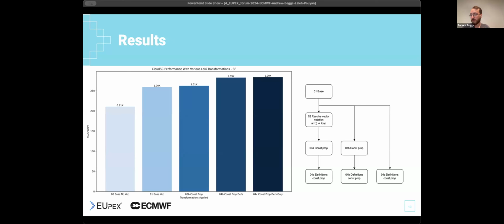So now that I've talked about all of the setup, we get to the results. On the right-hand side, I have the family tree of optimizations that I've attempted. Unfortunately, you can see that I have a branch starting with O2, and O2 just didn't work and needed a bit more refinement. So that's why it doesn't appear here. But the others are from this family tree.